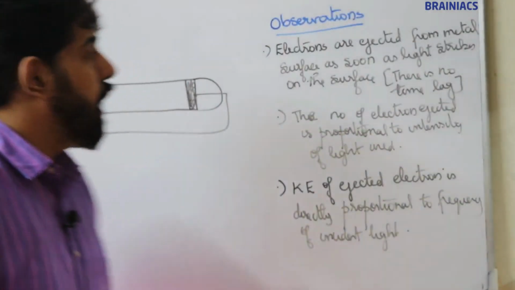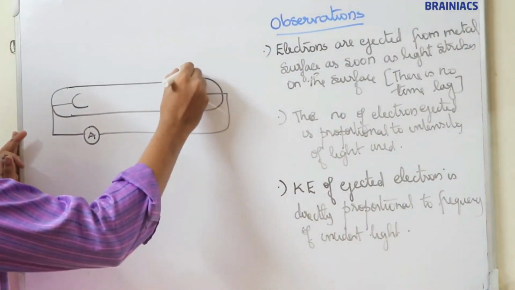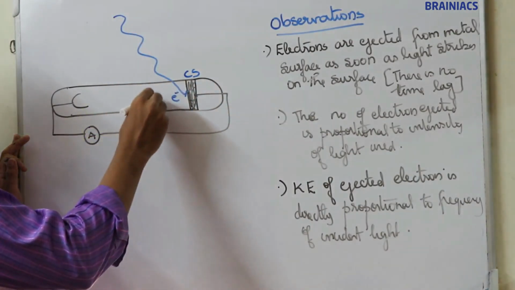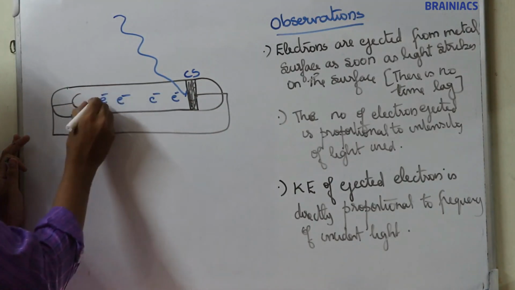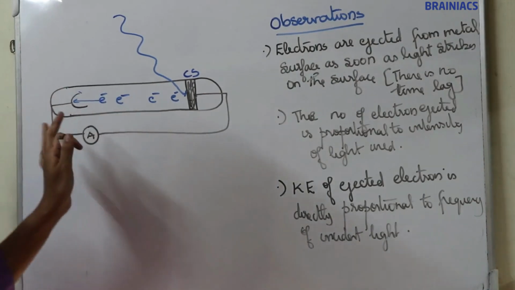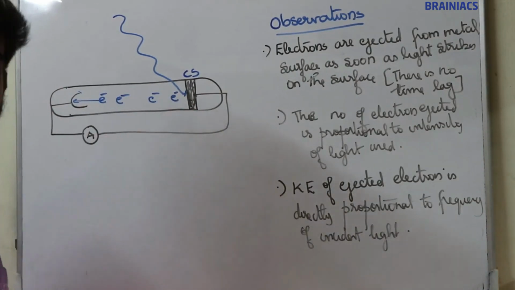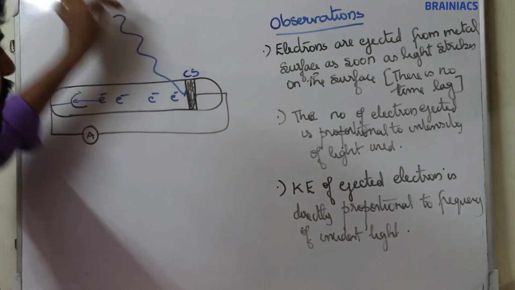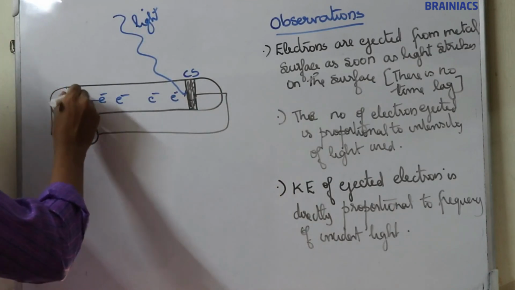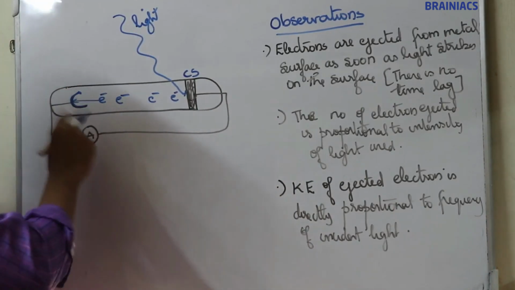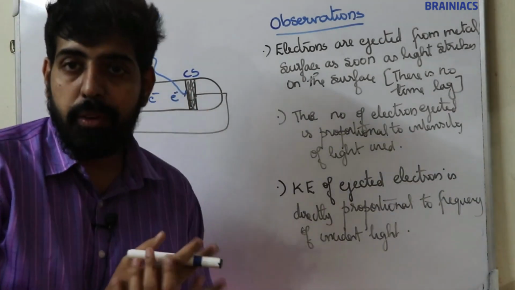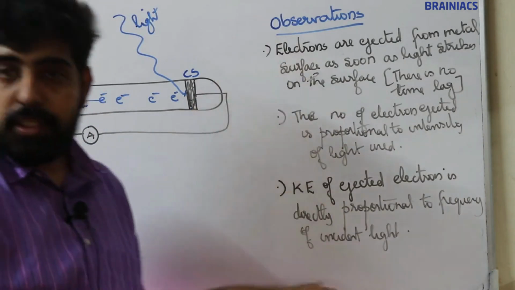This is cesium metal. When light strikes the cesium metal, electrons are ejected from it. When these electrons strike this detector, he can read that electrons are coming. So when light strikes the cesium metal, the detector is reading the electrons. That means electrons are ejected from the metal surface. This is how he first observed the photoelectric effect. And these are his observations.